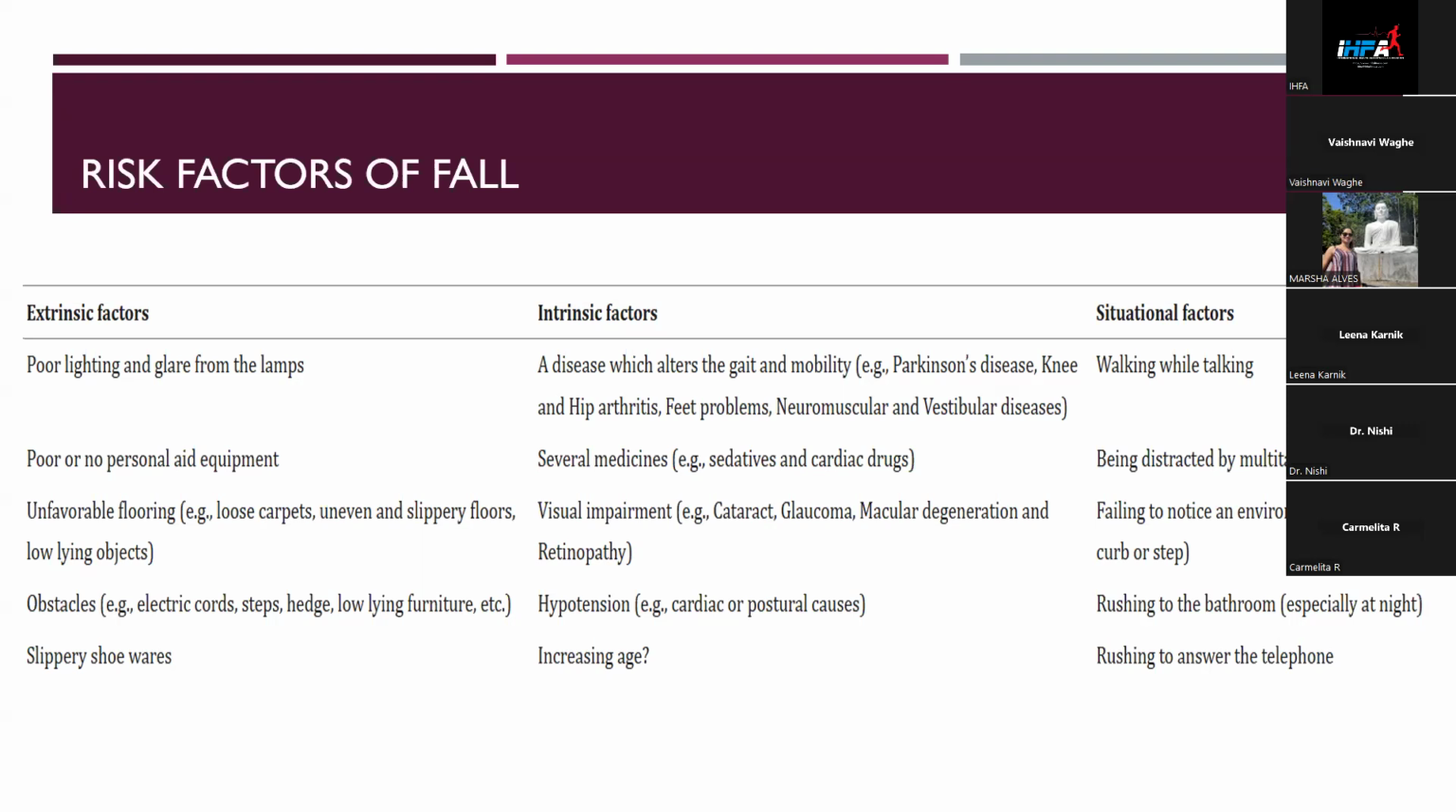Second is medicines. Many patients who are on sedative drugs are always told not to move around in the house or go outside, because these medicines have a peak effect where the patient feels drowsy and sleepy and can fall. This is one good example. I'll give it to you.